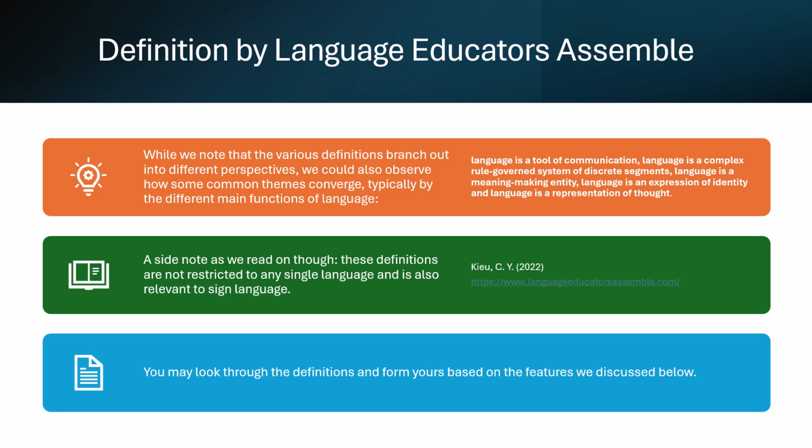So let's see why we know that the various definitions branch out into different perspectives. We also observe how some common themes typically run through them. They are by different scholars, but we see that they have different main functions of language. So language is a tool of communication. Language is a rule-governed system of discrete segments. Language is a marker of identity, and language is a representation of thought. So we have seen that expressed again.